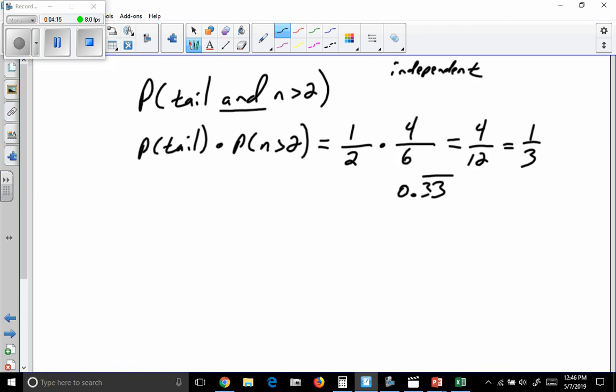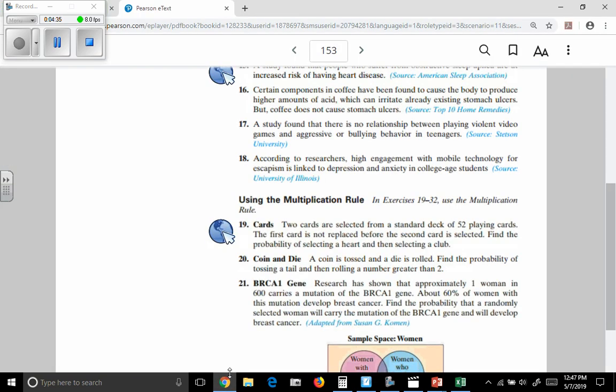greater than 2. Of course, we could check that by making a tree diagram, but you can probably see quickly that if our sample space gets excessively large, the tree diagram is going to get really messy. So if we can use our multiplication rule to get our probability, it's probably going to be quite a bit faster. All right, let's look at another example.